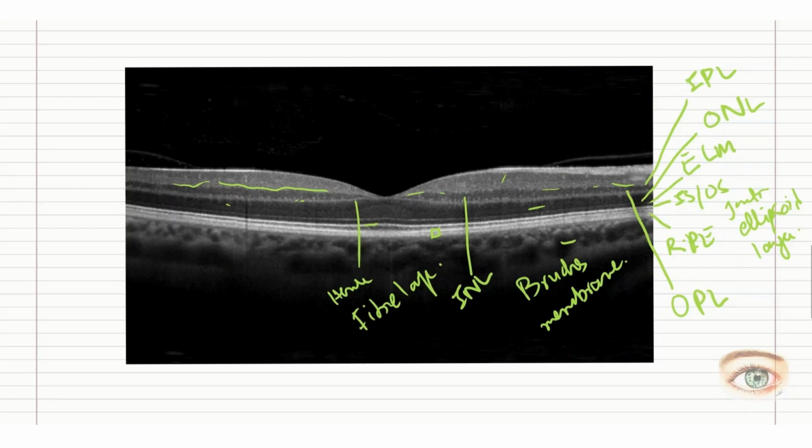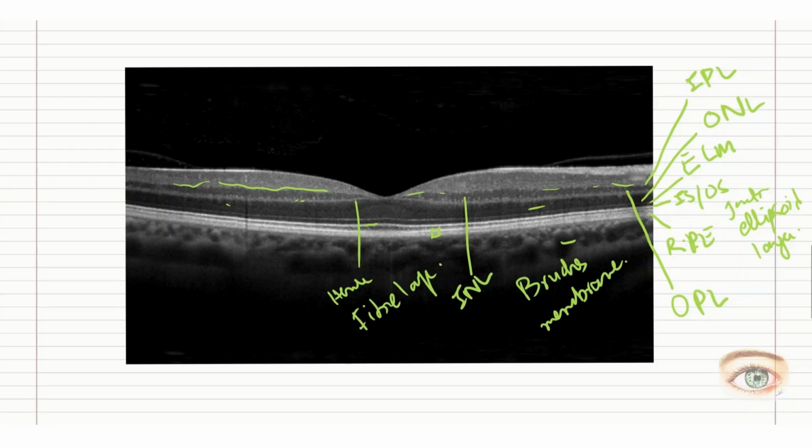Let me use a pointer. You can see this somewhat darker demarcation, right? This is going to be called the ganglion cell layer, right? Now, this is the RNFL layer. So the RNFL layer is more on the nasal side.